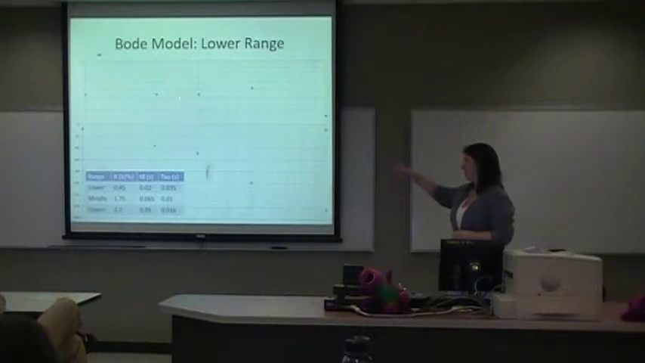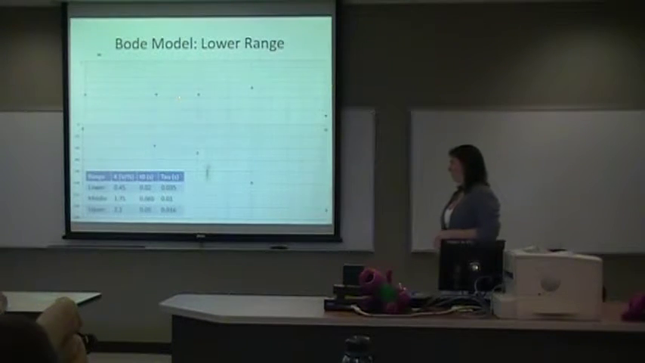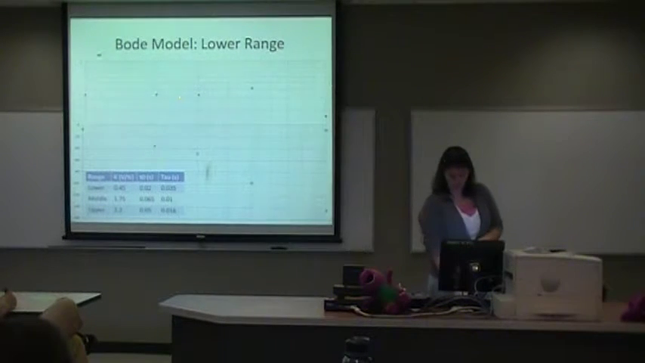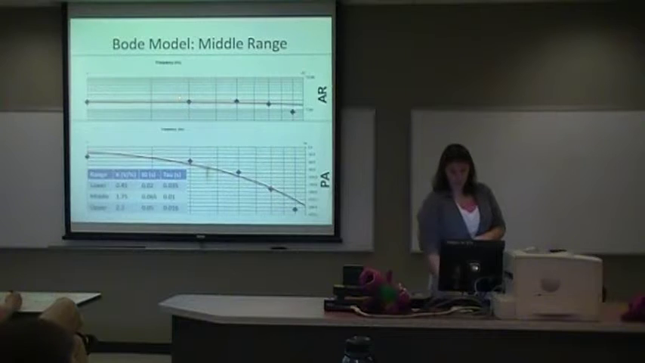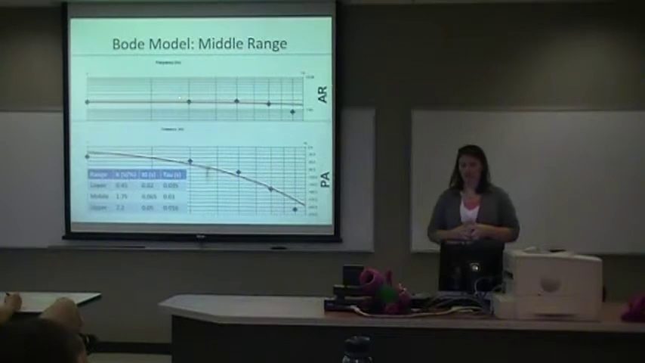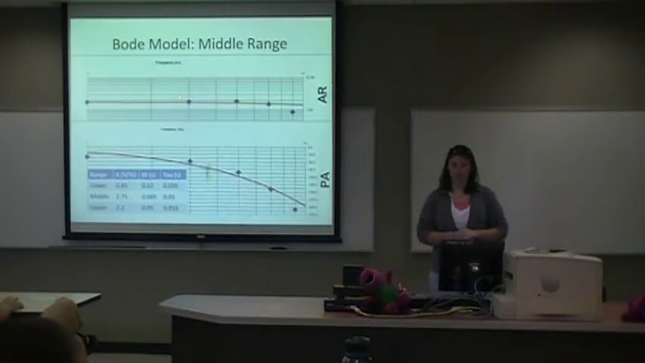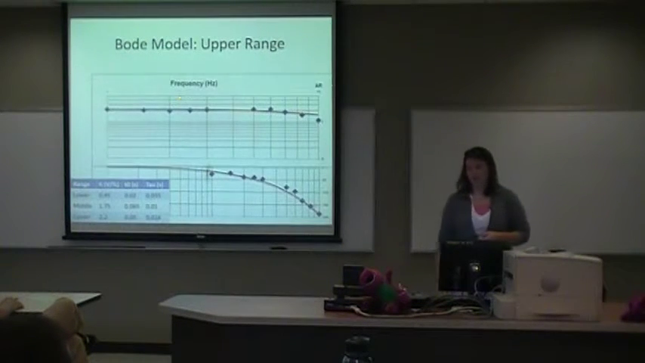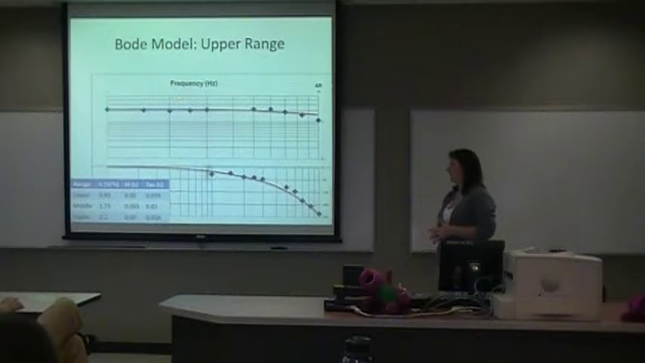But so here we have, for the lower range, a gain of about 0.5, a dead time of about 0.02 seconds, and a time constant of about 0.04 seconds. For the middle range, there was a gain of just under 2 volts per percent, and a dead time of 0.07, again just a fraction of a second, and a time constant of 0.01 seconds. Here for the upper range, we had a gain of about 2, dead time still very small, and a time constant of about 0.02 seconds.